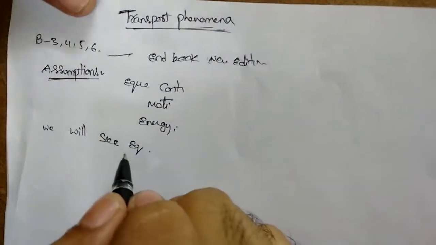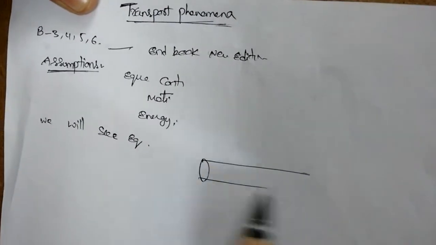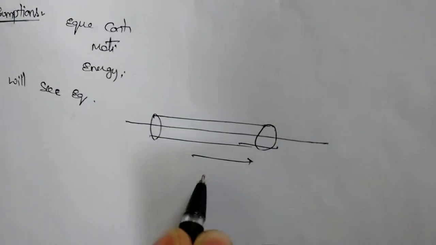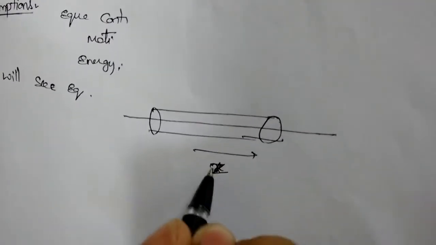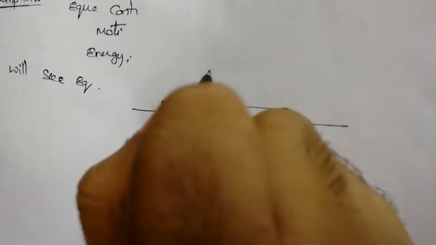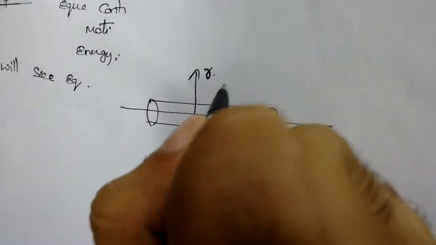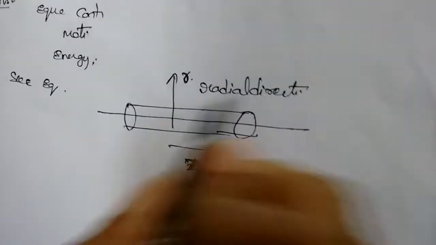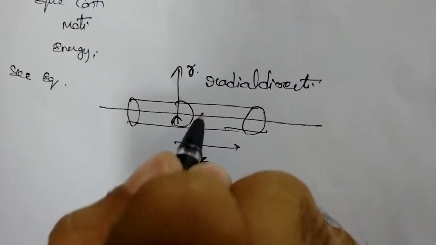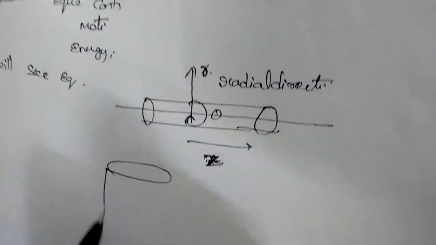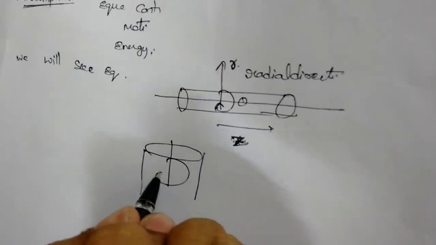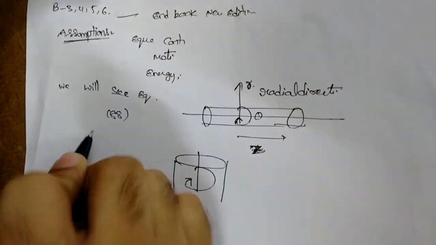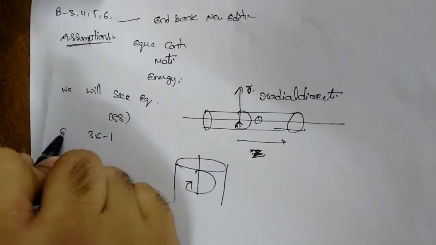So consider a problem. In this problem, one horizontal tube is there, a horizontal pipe. The flow is only in the z direction, r is the radial direction, and theta is the angle of tangential flow. Theta can be viewed from the front view like this. In this problem, the page number is 88 in the book, example 3.6-1.